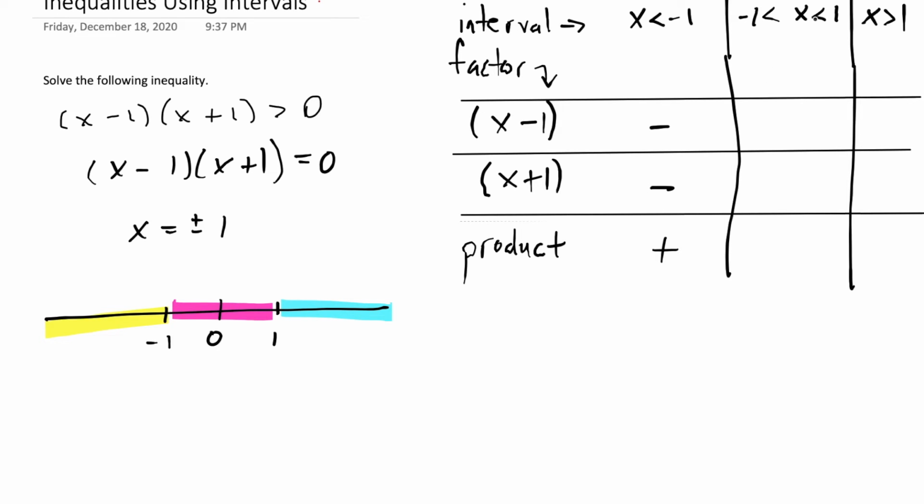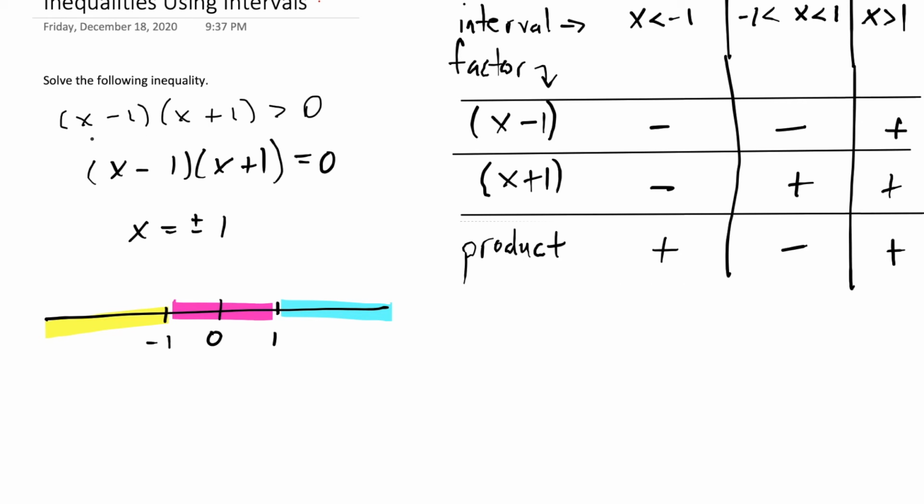I'm going to do the same thing here. I'm going to choose 0. It's a nice number between these two points. 0 minus 1 is a negative value, and 0 plus 1 is a positive value. Negative times a positive gives me a negative. And then finally, I choose a large positive value. 10 minus 1 is positive 9. 10 plus 1 is positive 11. Multiply these two positives together, I get a positive.